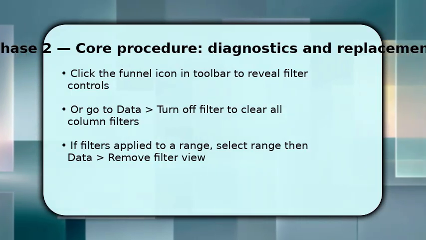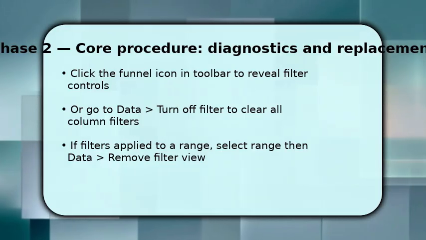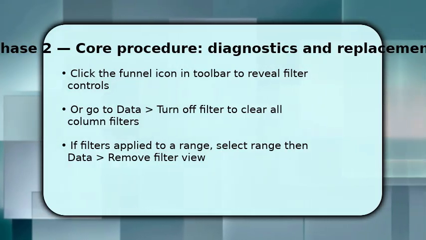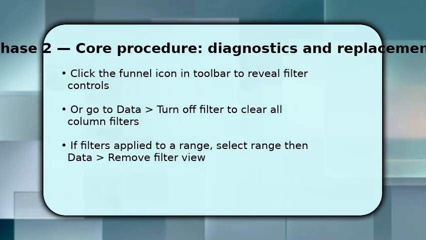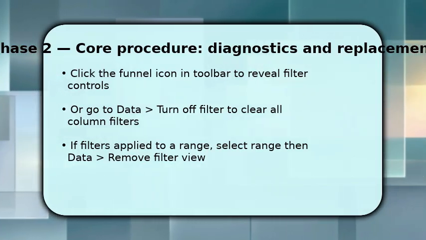Use whichever is faster. Click the funnel icon in the toolbar to toggle filters off. This clears active column filters and restores all rows. Alternatively, choose Data, then select Turn Off Filter. That's helpful when multiple filters exist.